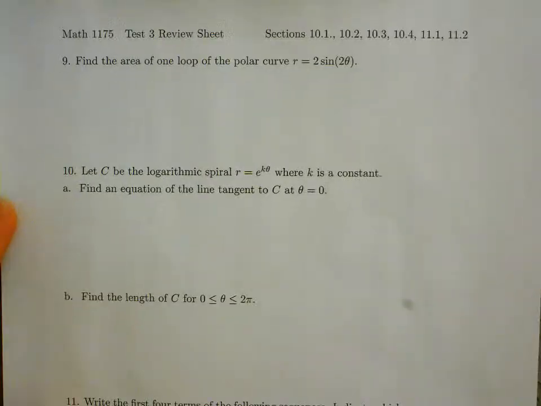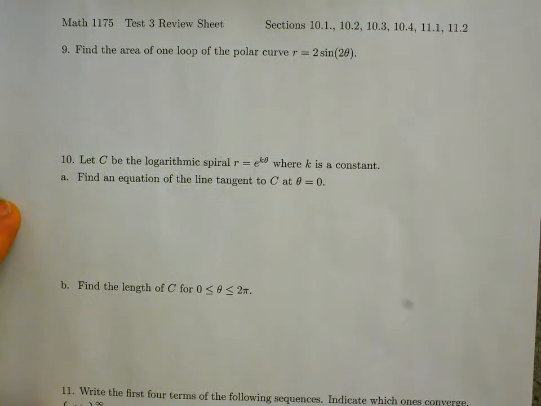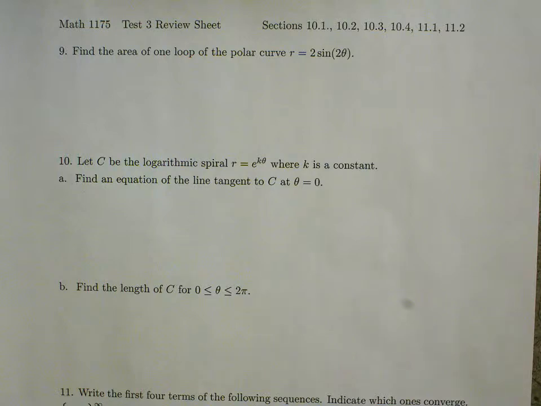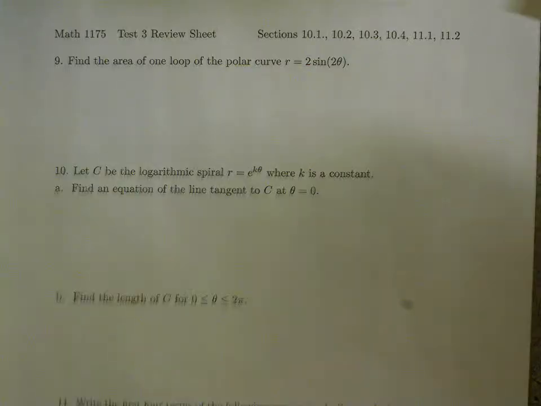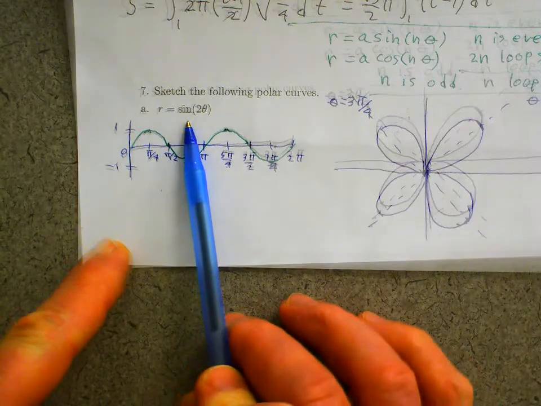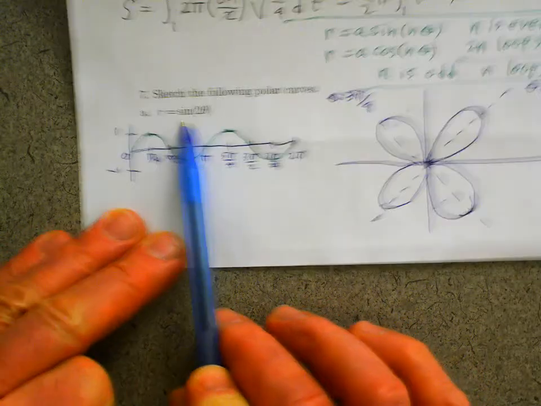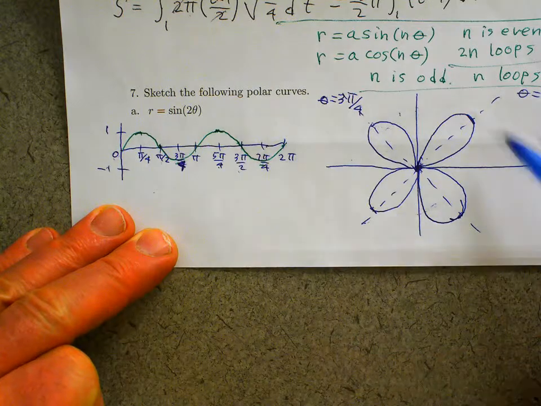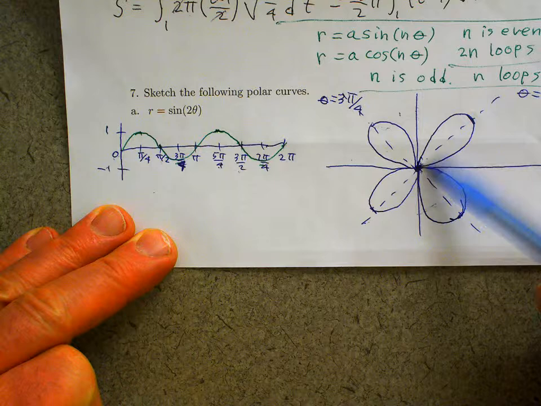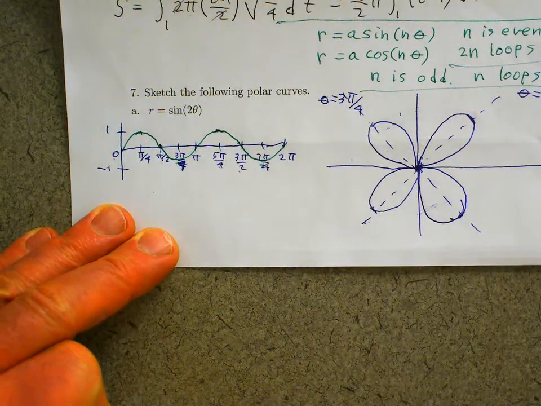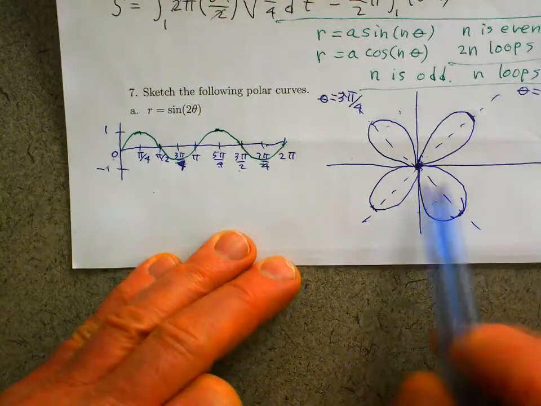This time find the area of one loop of the polar curve r equals 2 times sine of 2 theta. So let's see, oh yeah. We already graphed r equals sine of 2 theta. We did this graph yesterday. So if I wanted to graph r equals 2 times sine of 2 theta, I would just make the length of these loops twice as long. So I want to use this graph from yesterday.